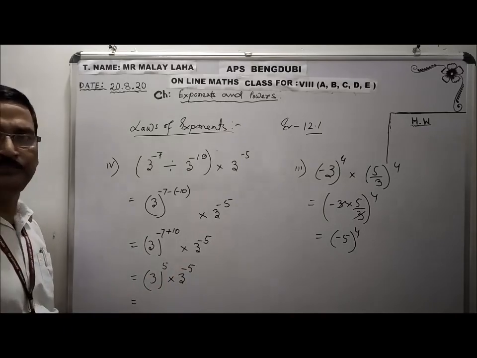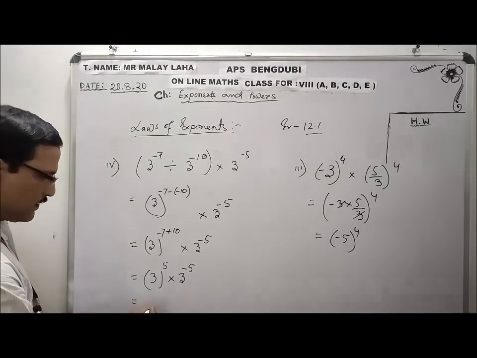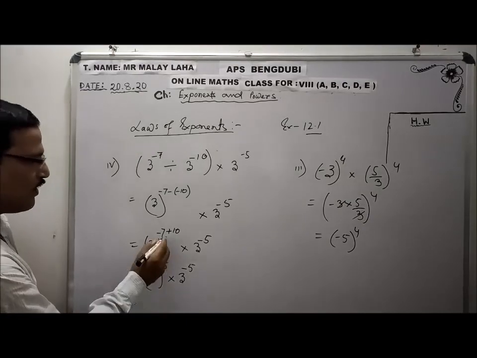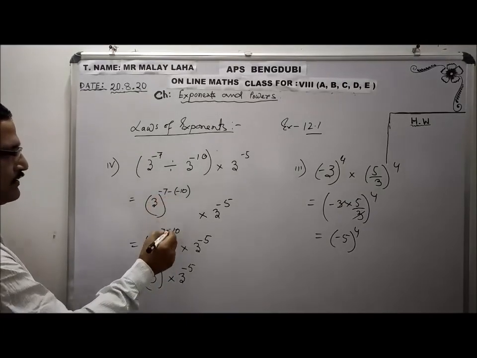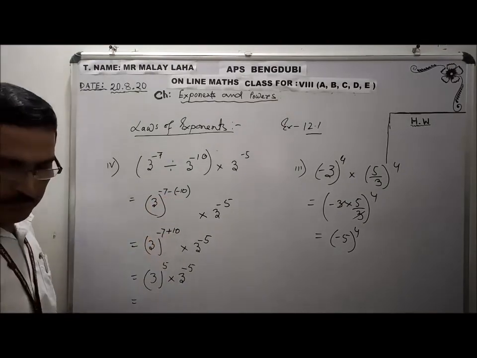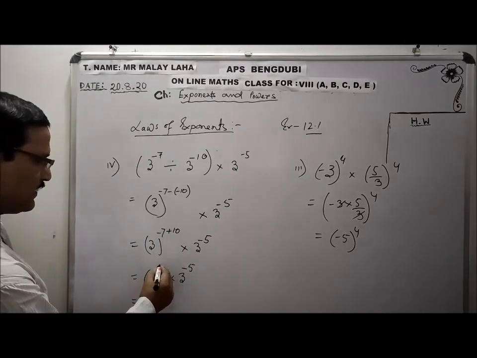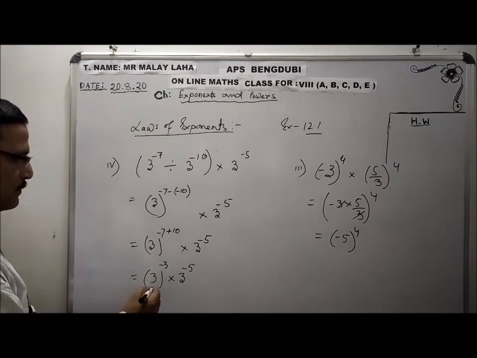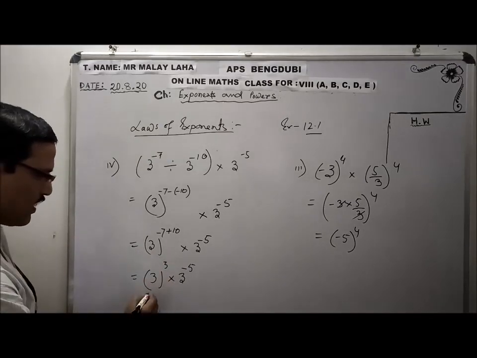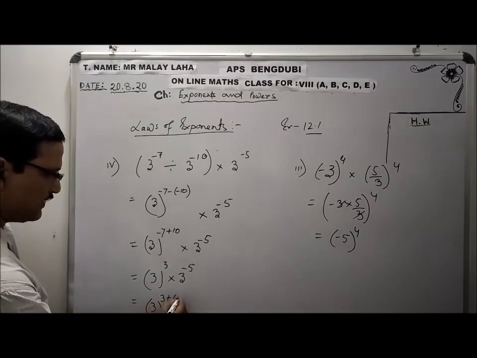So what is common now? Base is common. In case of multiplication, we have to add the powers. Why did the sign change? You see, minus minus plus. When this bracket is removed, it is plus. So minus 7 plus 10. What is the result? 3. Now, plus 3. Now under one base, so 3 raised to 3 plus minus 5.